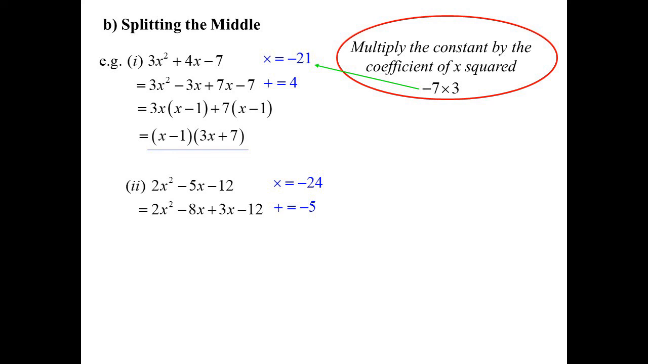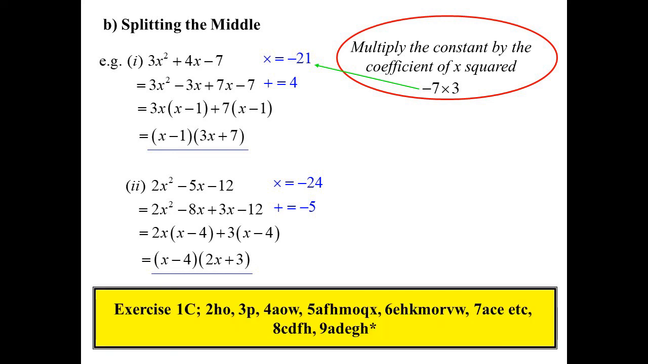Minus 8 plus 3. Group in pairs. Finish the factorisation. There's our answer. Okay, there's our first bit of theory for today.